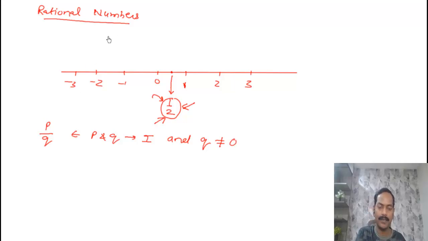What are rational numbers? Rational numbers are all such numbers which can be written in the form of P by Q, where both P and Q have to be integers. That means those numbers have to be taken from this number line itself, and the value of Q cannot be 0. Why can the value of Q not be 0? That we will deal with at length when we discuss the divisibility rule.